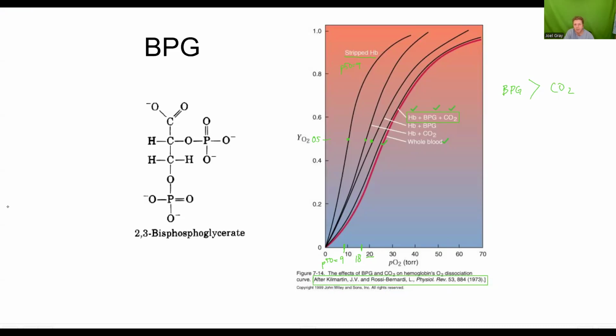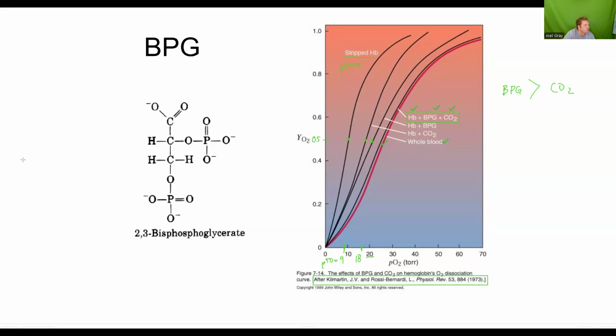But at any rate, what I want you to take away from this is, one, that bisphosphoglycerate has a greater impact on hemoglobin's oxygen binding affinity than CO2, but both of them have a pretty stark impact on the oxygen binding affinity of hemoglobin.